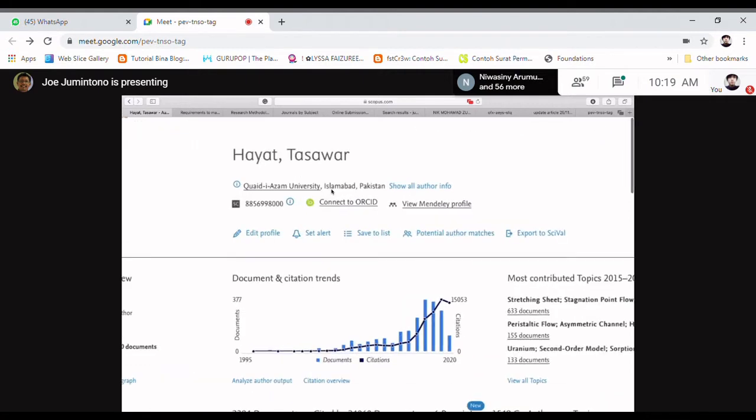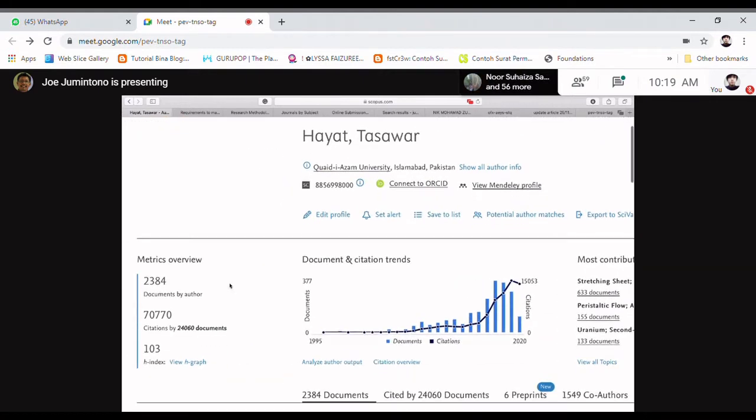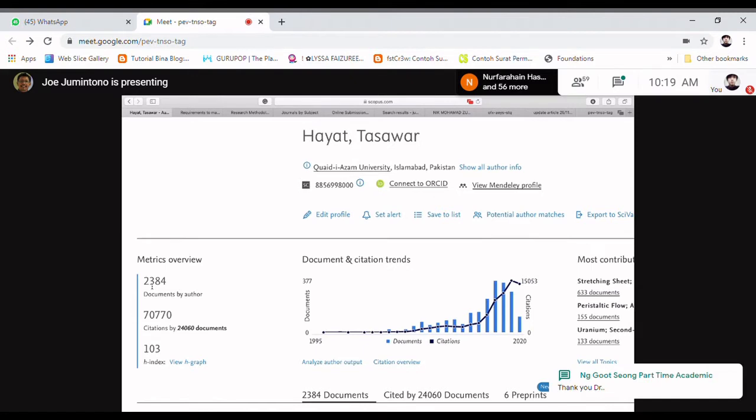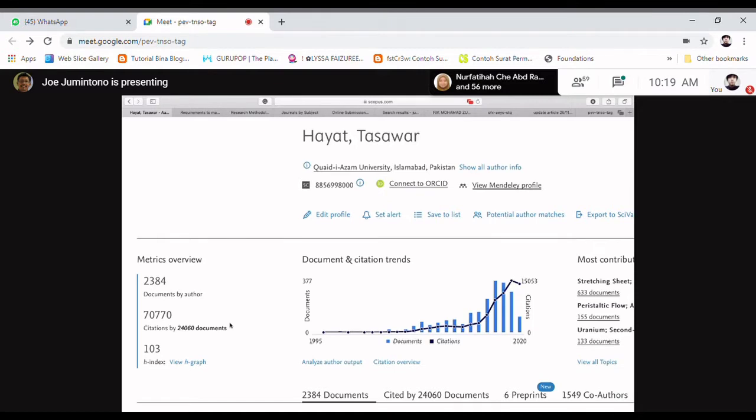The papers right now number more than 2,000. Exactly 2,684 papers. We can see the document and citation trend. The blue is the number of papers, and the black one is the number of citations. You can see here, in 2018.